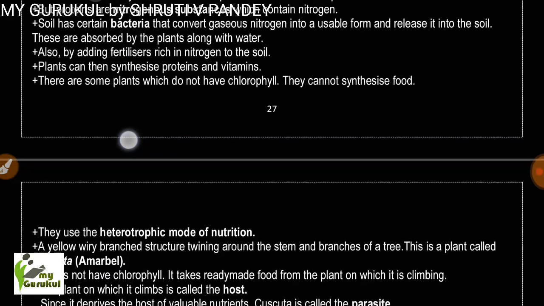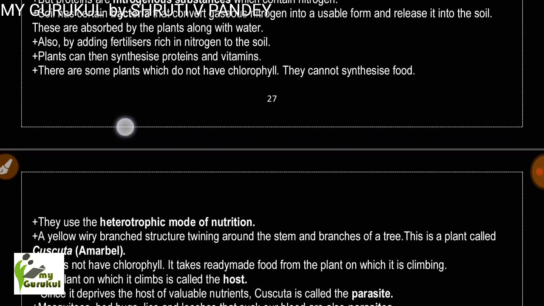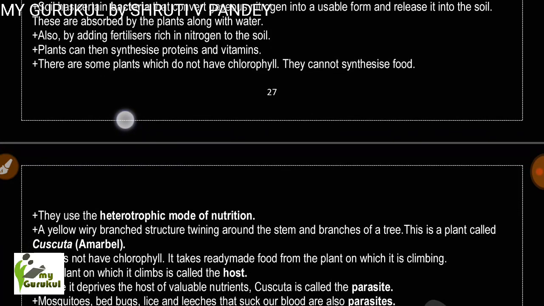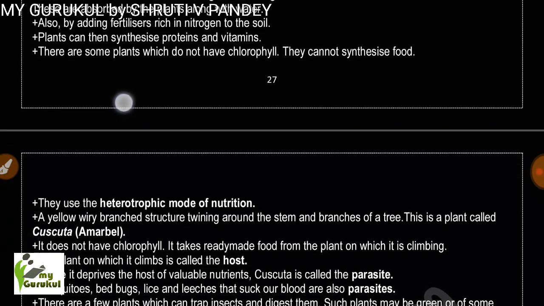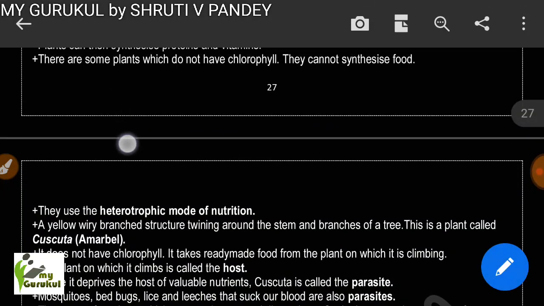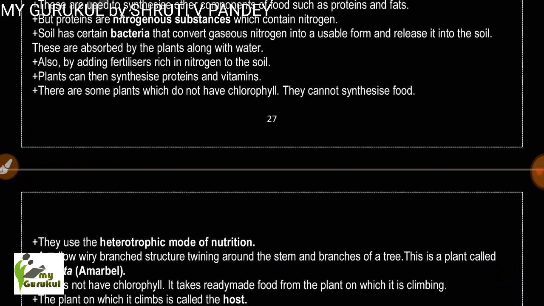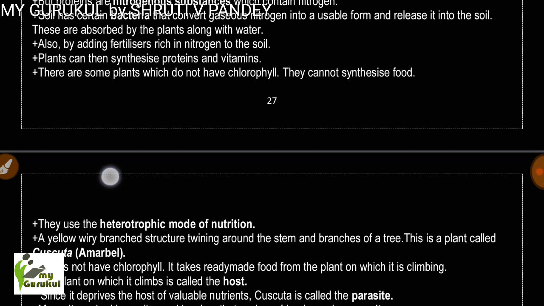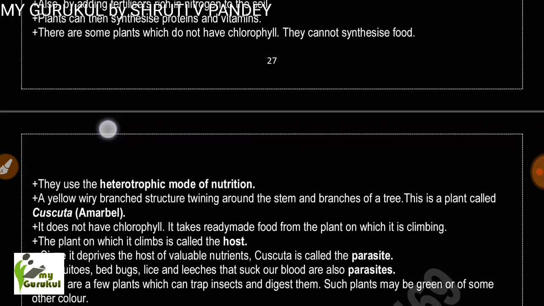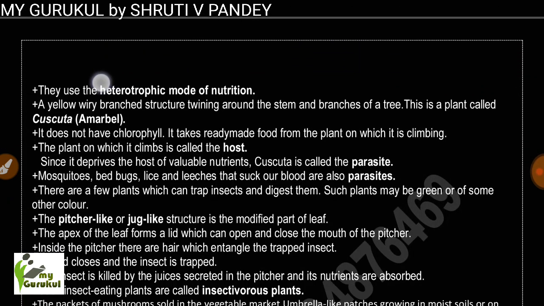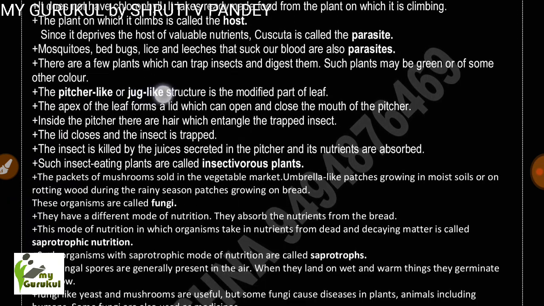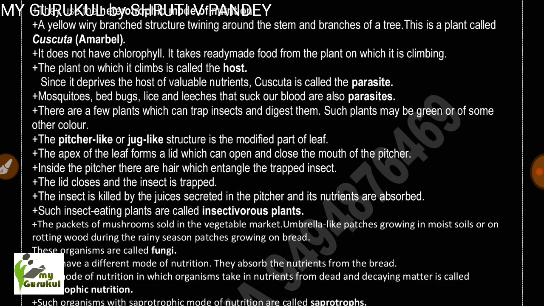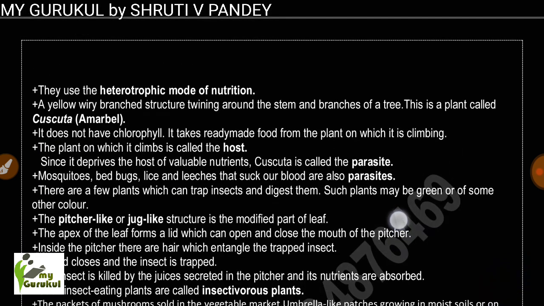These are absorbed by the plants along with water, also by adding fertilizers rich in nitrogen to the soil. Plants can then synthesize proteins and vitamins. There are some plants which do not have chlorophyll, they cannot synthesize the food. So such plants that do not have chlorophyll are not able to synthesize their own food. So they use the heterotrophic mode of nutrition.